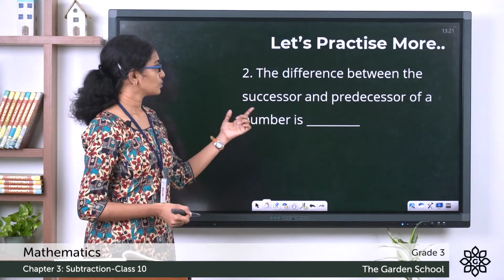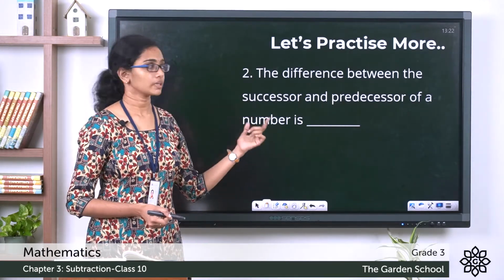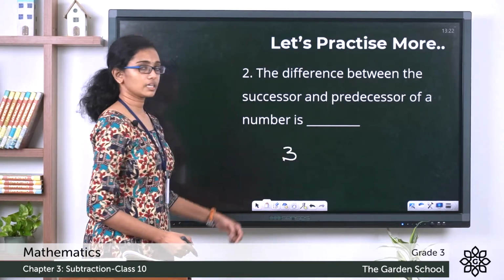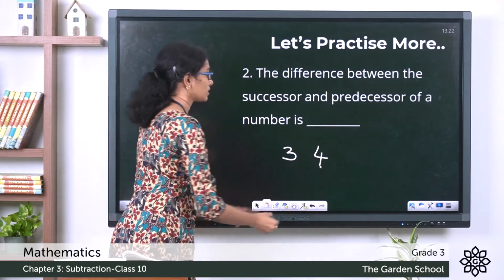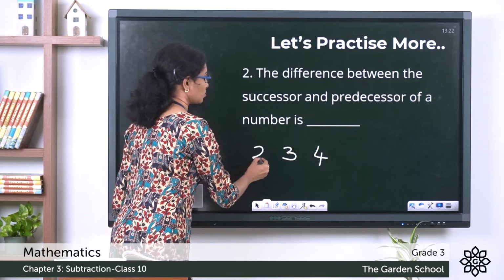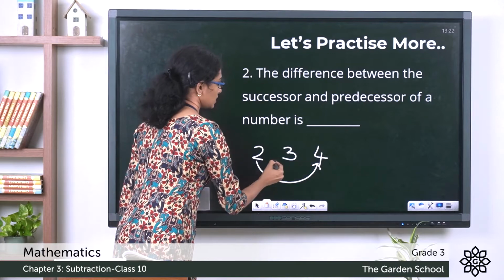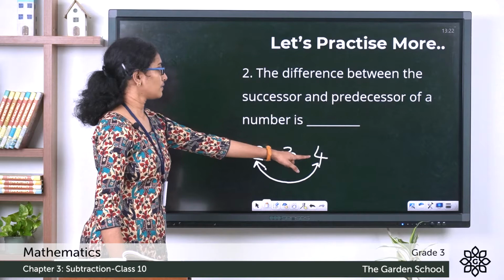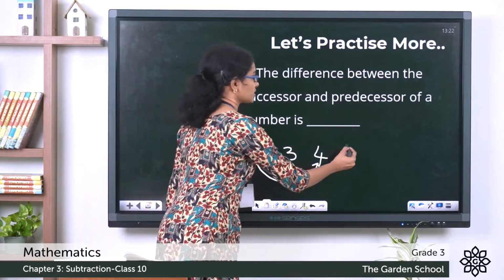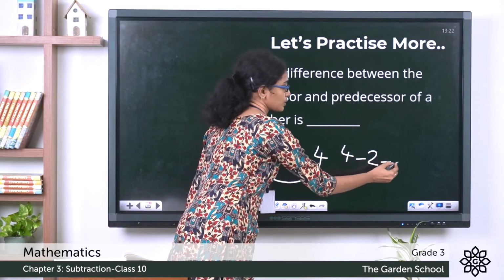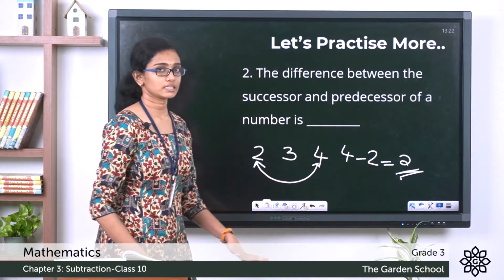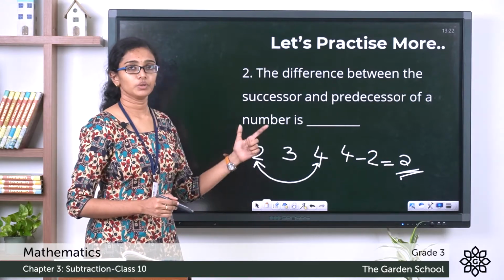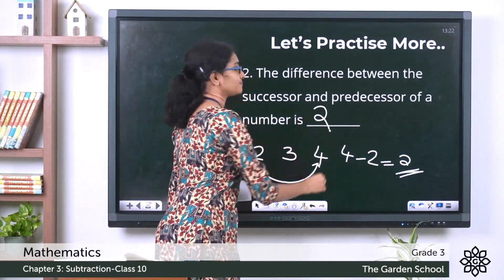So, we are asked to find the difference between the successor and predecessor of a number. Like we said earlier, 3 has the successor 4 and predecessor 2. This is just an example. So, you have 4 and 2. What is the difference between 4 and 2? 4 minus 2 is equal to 2. So, let's say the difference between the successor and predecessor of any number will be equal to 2.